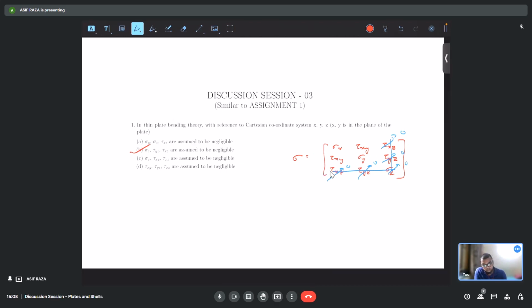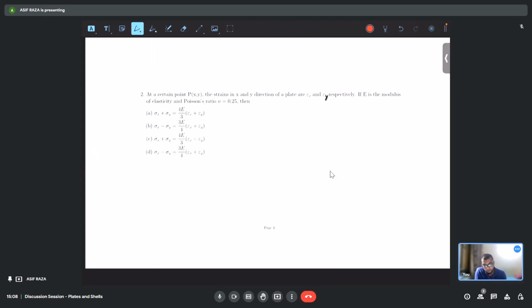So let's move on to the second question. At a certain point P, the strains in x and y directions of a plate are epsilon x and epsilon y respectively. If E is the modulus of elasticity and Poisson's ratio nu is equal to 0.25, then these are the four options. So what would be the correct solution?